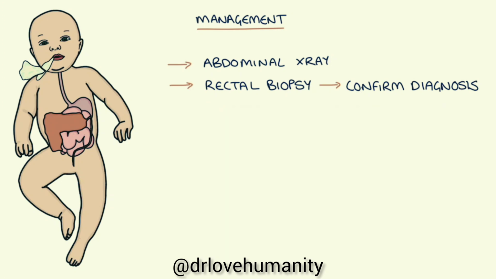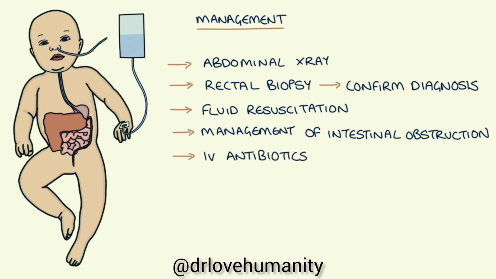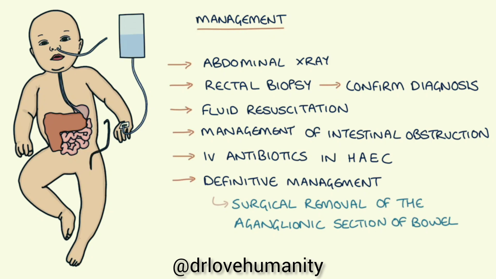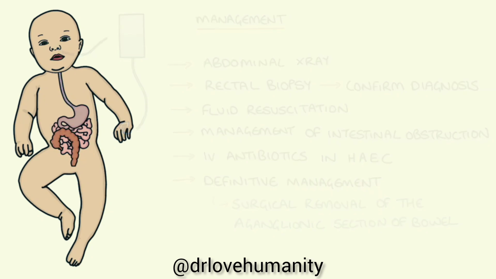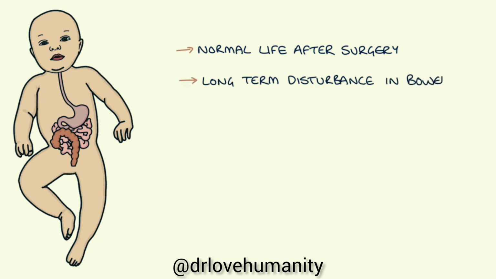Unwell children and those with enterocolitis will require initial fluid resuscitation and management of the intestinal obstruction. IV antibiotics are required in Hirschsprung's associated enterocolitis. And definitive management is by surgical removal of the aganglionic section of the bowel. Most patients will live a normal life after the corrective surgery, although they can have long-term disturbances in bowel function and they may be left with some degree of incontinence.